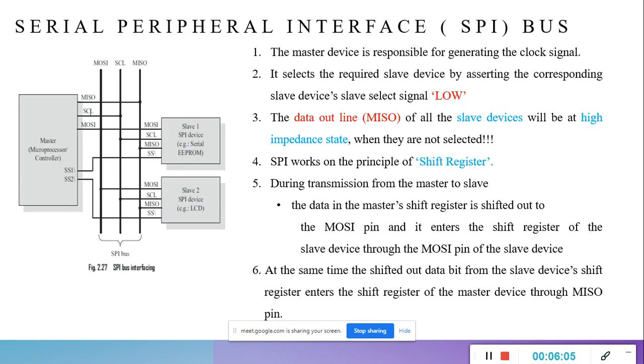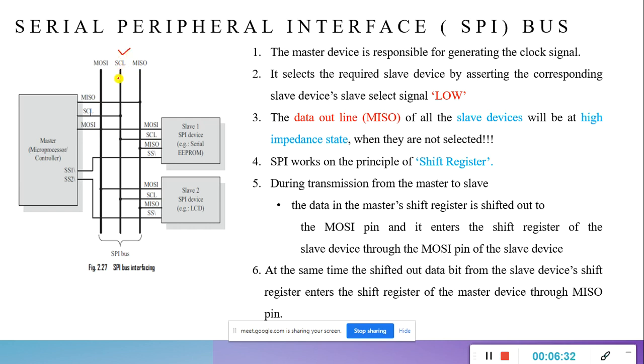Now this is a block diagram, where you can see the MOSI and MISO, the master in slave out wire, the master out slave in wire, and SCLK.